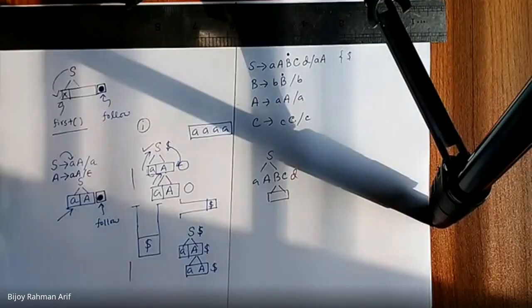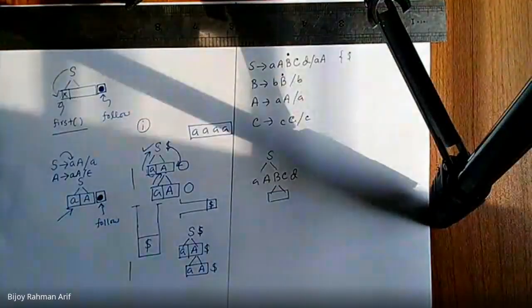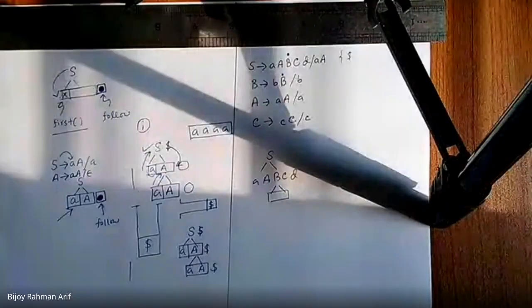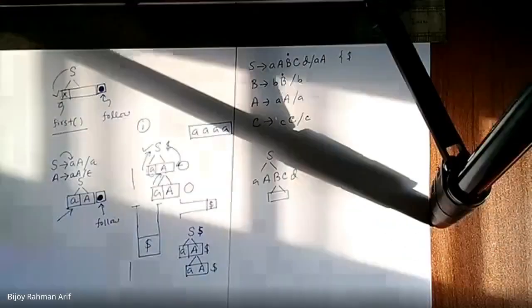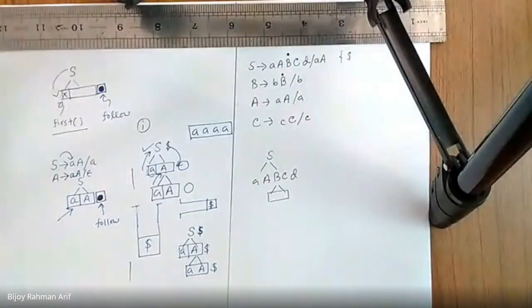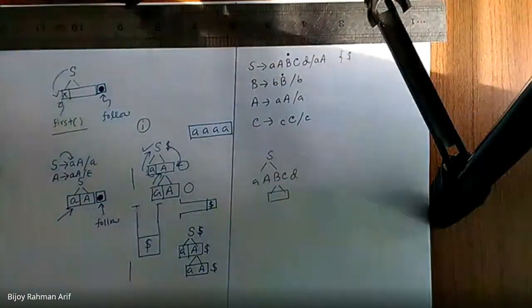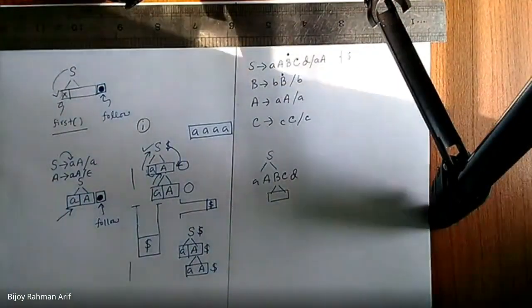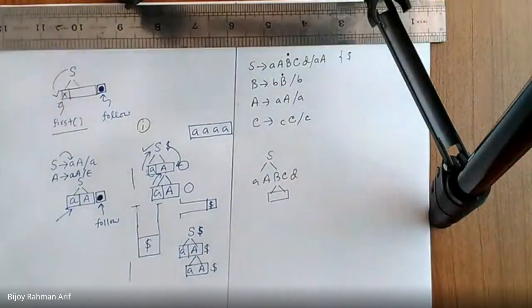It's a capital C. So you cannot say that is the follow. It is a capital C, a variable. So how can you say a variable is a follow? Because all the follows and firsts are actually terminals. What can you do?